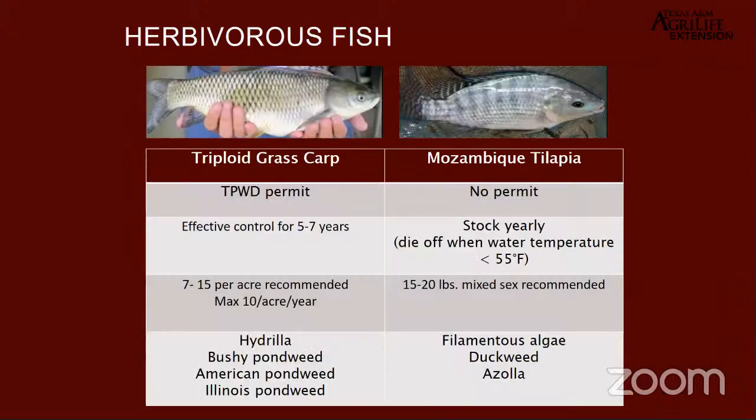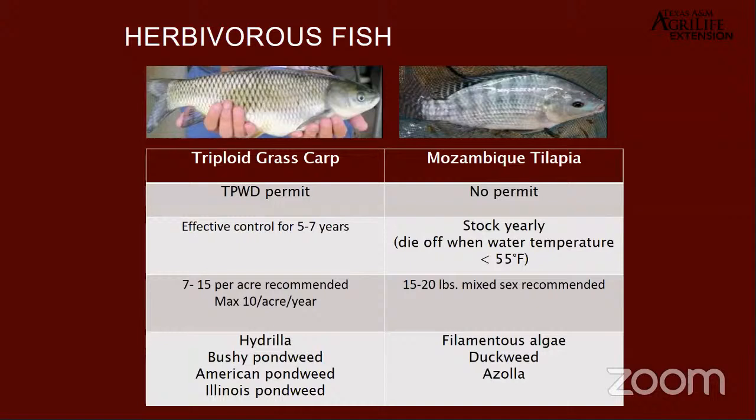So just to compare them side by side. In Texas, you can stock sterile triploid grass carp once you obtain a permit through Texas Parks and Wildlife Department. They will require you to put a fish barrier on any of your spillways or overflow pipes in order to limit escapees. Depending on if you get approved or not, you can get up to 10 grass carp per acre per year, even though it is recommended about 7 to 15 grass carp per acre, depending on how much coverage you have and what certain species you have.